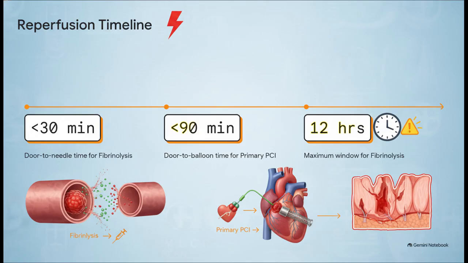Our preferred method is primary PCI, percutaneous coronary intervention, essentially going into the cath lab to balloon and stent the artery open. Our target here is a door-to-balloon time of under 90 minutes. However, if you're in a facility where a transfer to a cath lab will delay PCI past 120 minutes, you must pivot immediately to pharmacological fibrinolysis, clot-busting drugs like tenecteplase. Your door-to-needle time target for this is under 30 minutes. Just remember, 12 hours from symptom onset is the maximum effective window for fibrinolysis.